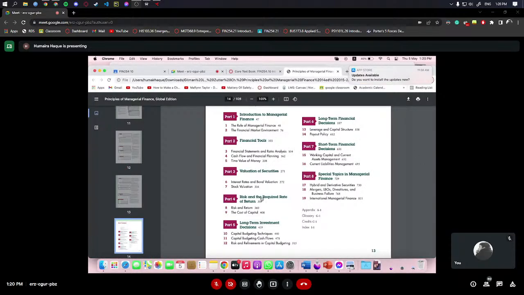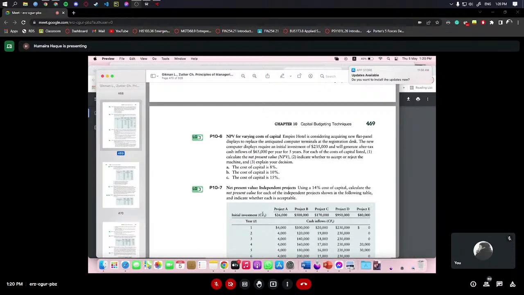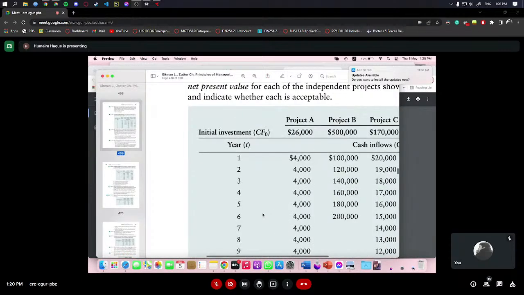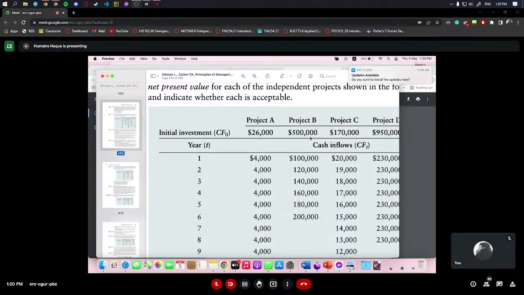This we are calculating for project B. The payback period for project B. Project B, how much is the initial investment? 500,000. So we need to recover $500,000. The time taken for me to recover my initial investment.